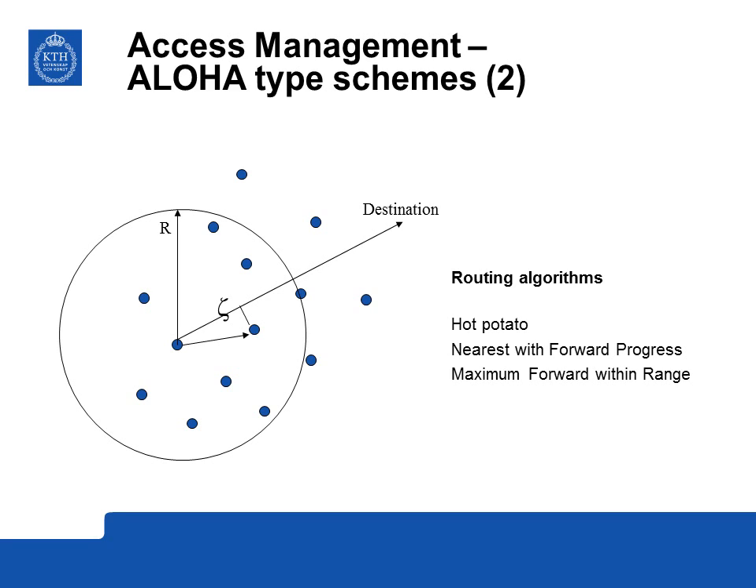We try to pick a node as close to the destination as possible. This means that zeta will be large, but on the other hand, the probability of a successful transmission will be less, since the transmission distance is very large, so our signal will be weak when received at the receiver.